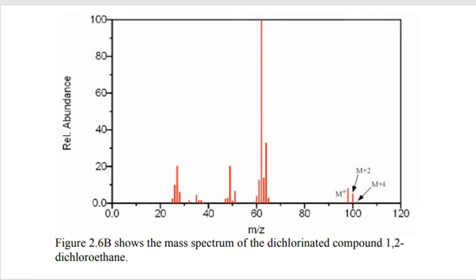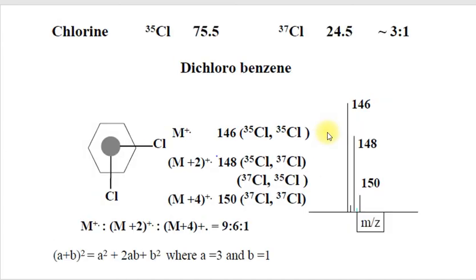Now, in the case of a dichloro compound, you'll have a set of peaks in the molecular ion peak region. These are of different heights, not as simple as in the case of a monochloro compound. In a dichloro compound, the calculation is based on a mathematical derivation, which always gives you the ratio of 9 is to 6 is to 1.